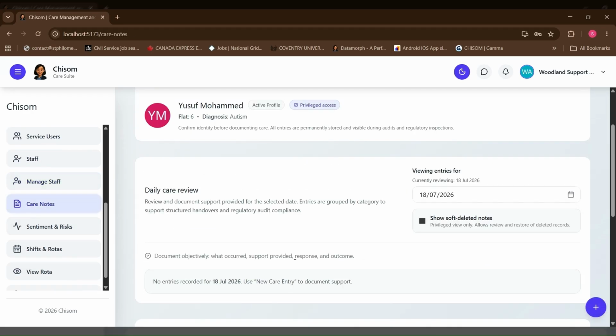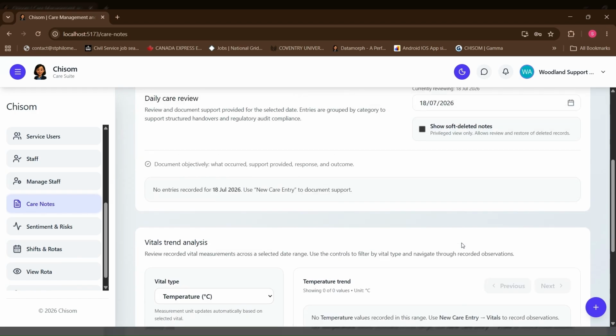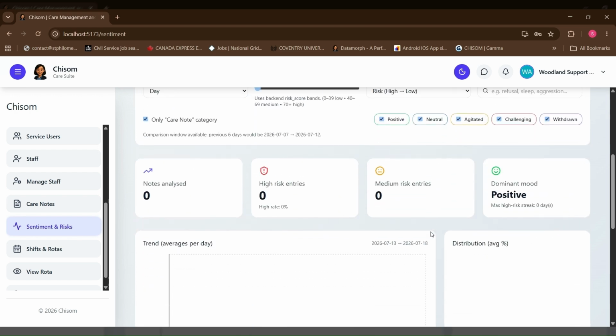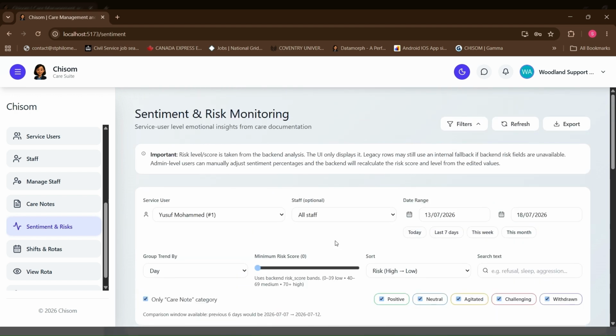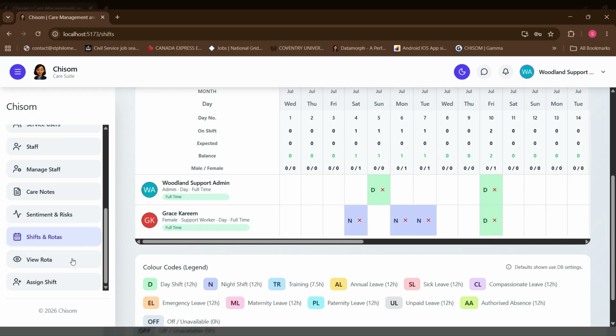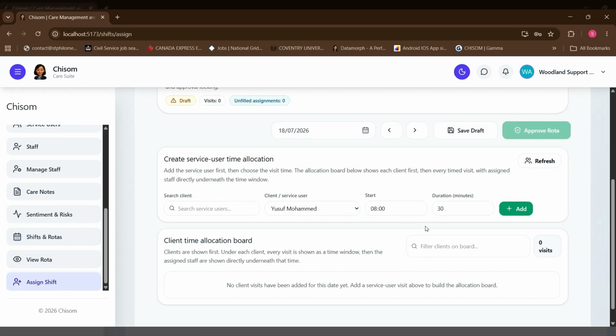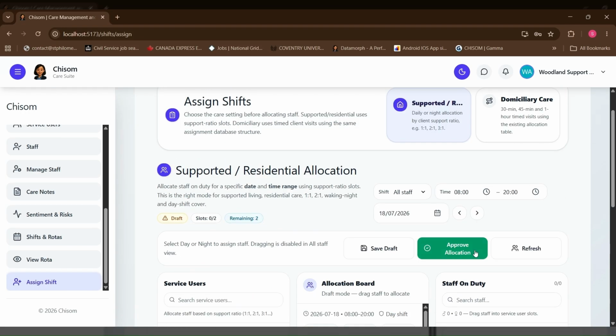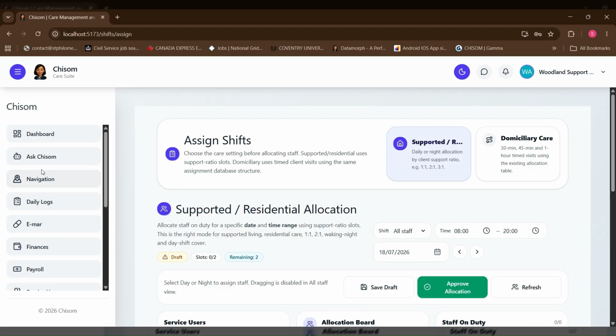Then this is care notes, where care notes are recorded, and sentiment analysis, which is part of the innovation. It's one of the innovations actually. Then this is the rota system, and this is assign shift, which is the second innovation. And then the third innovation, which is Ask Chisom.